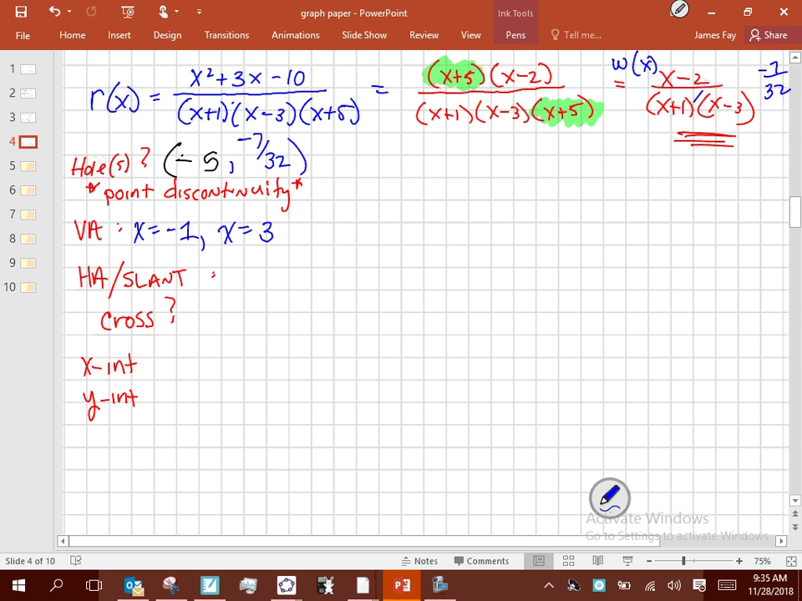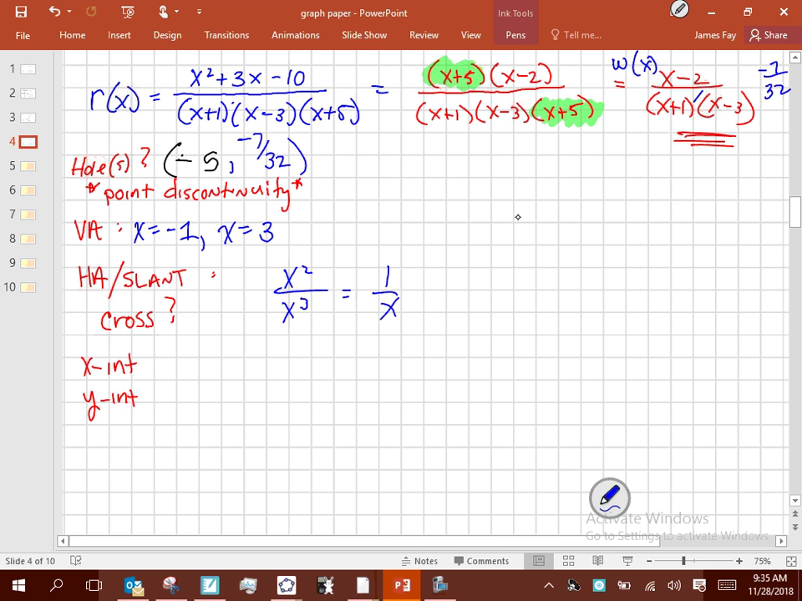W of x is the reduced one, okay? If I want to figure out the slant asymptote or the horizontal asymptote, whichever one I might have, I can either come back up to the original and compare the leading degrees, right? R of x, if I compare the leading degrees, it would be x squared up top over what on the bottom? X cubed, what's going to happen? What's it going to reduce to?